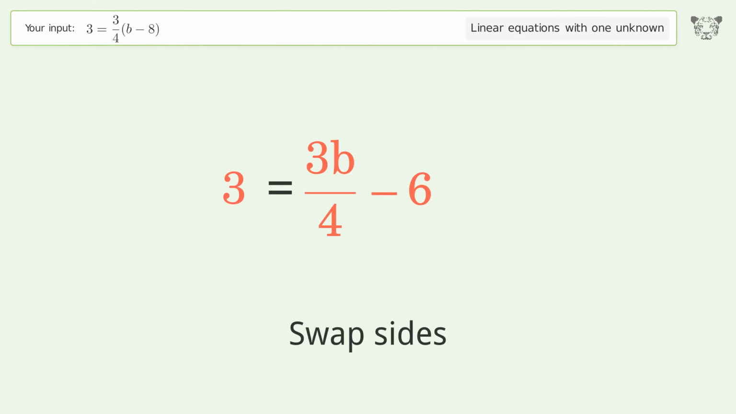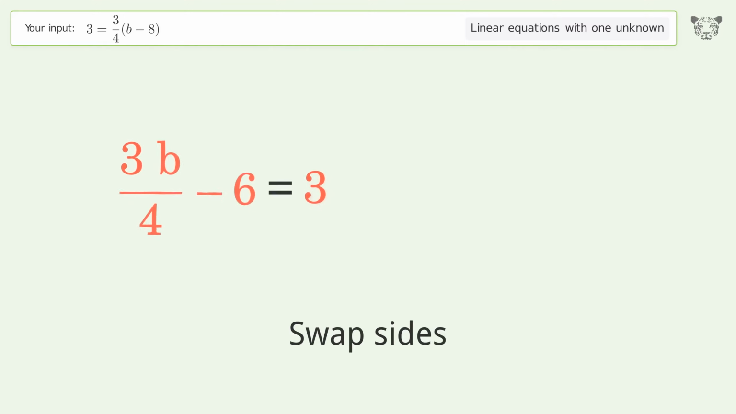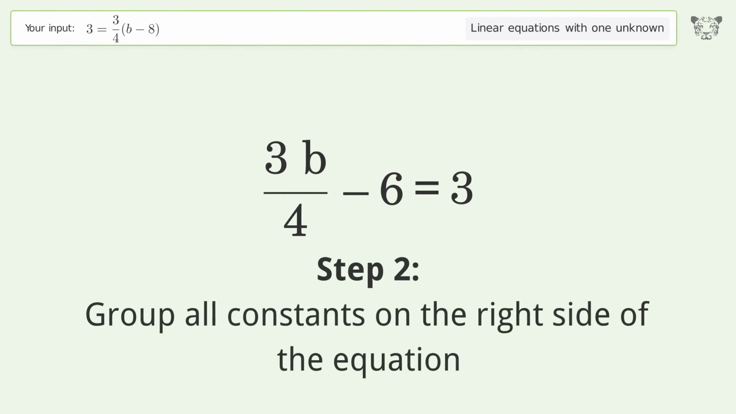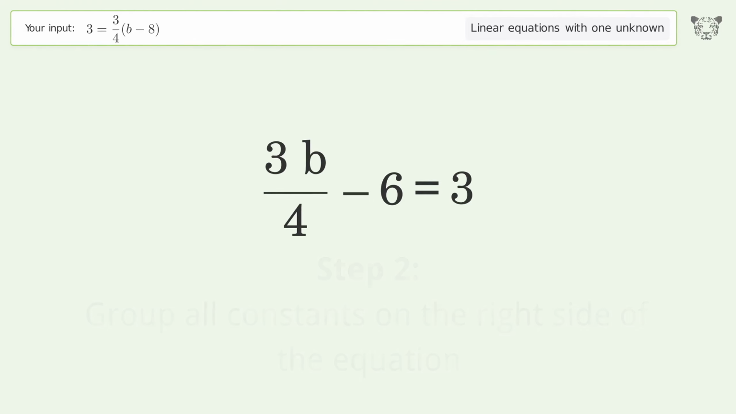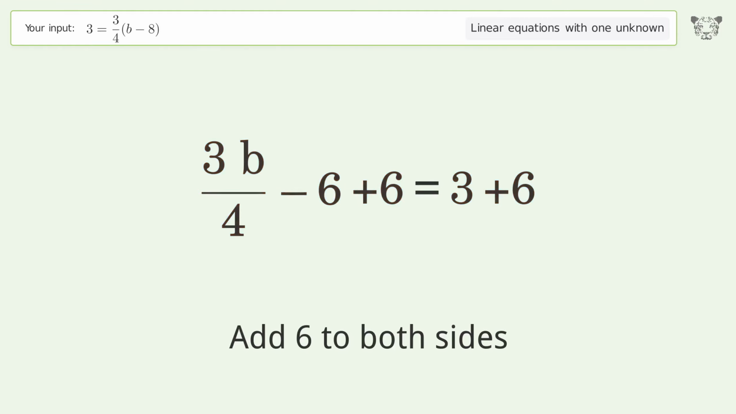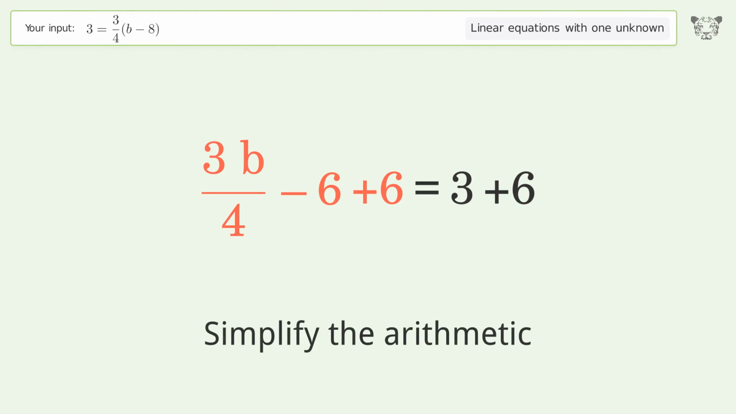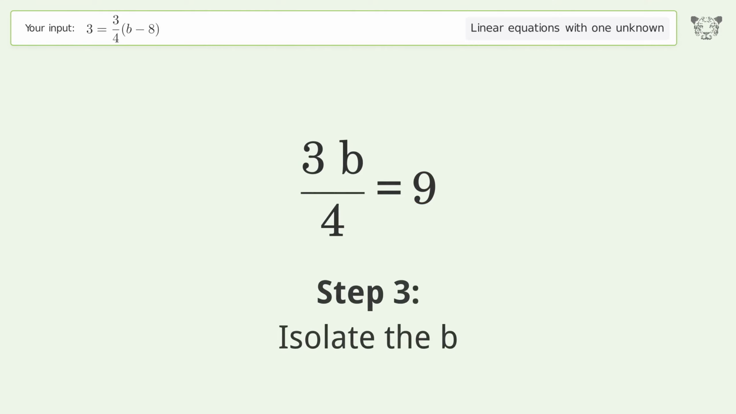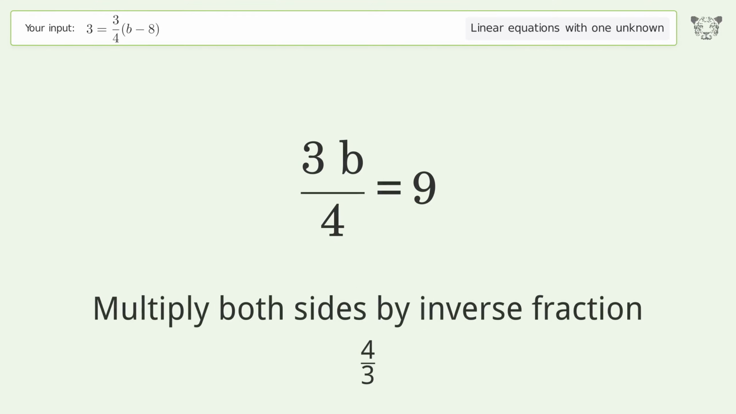Swap sides. Group all constants on the right side of the equation. Add 6 to both sides. Simplify the arithmetic. Isolate the b. Multiply both sides by inverse fraction 4/3.